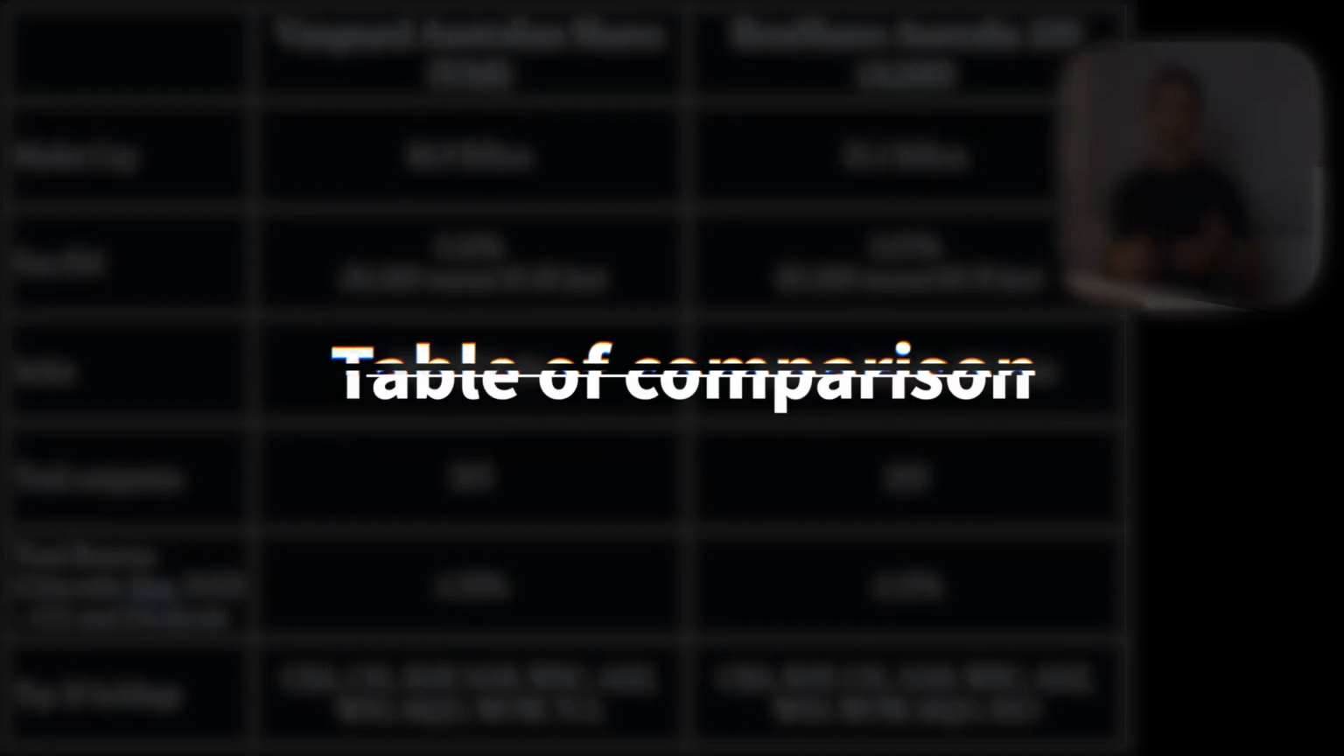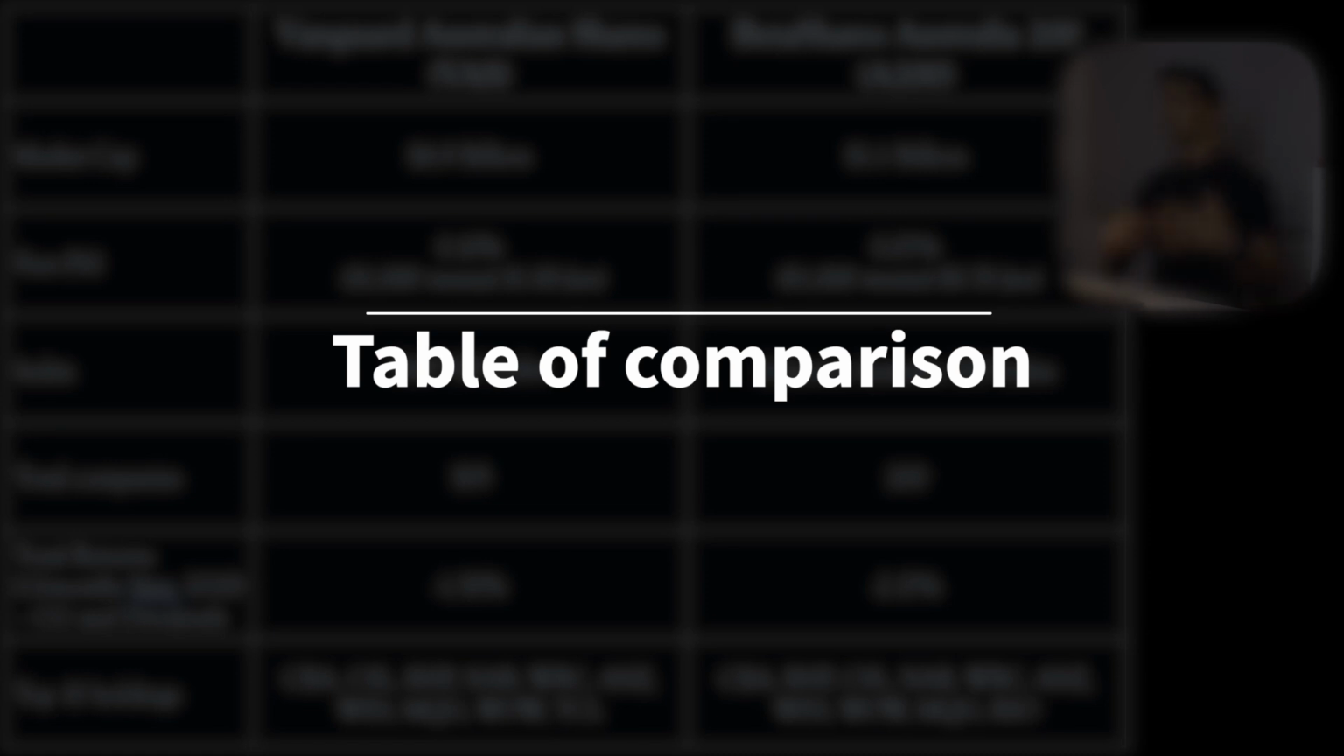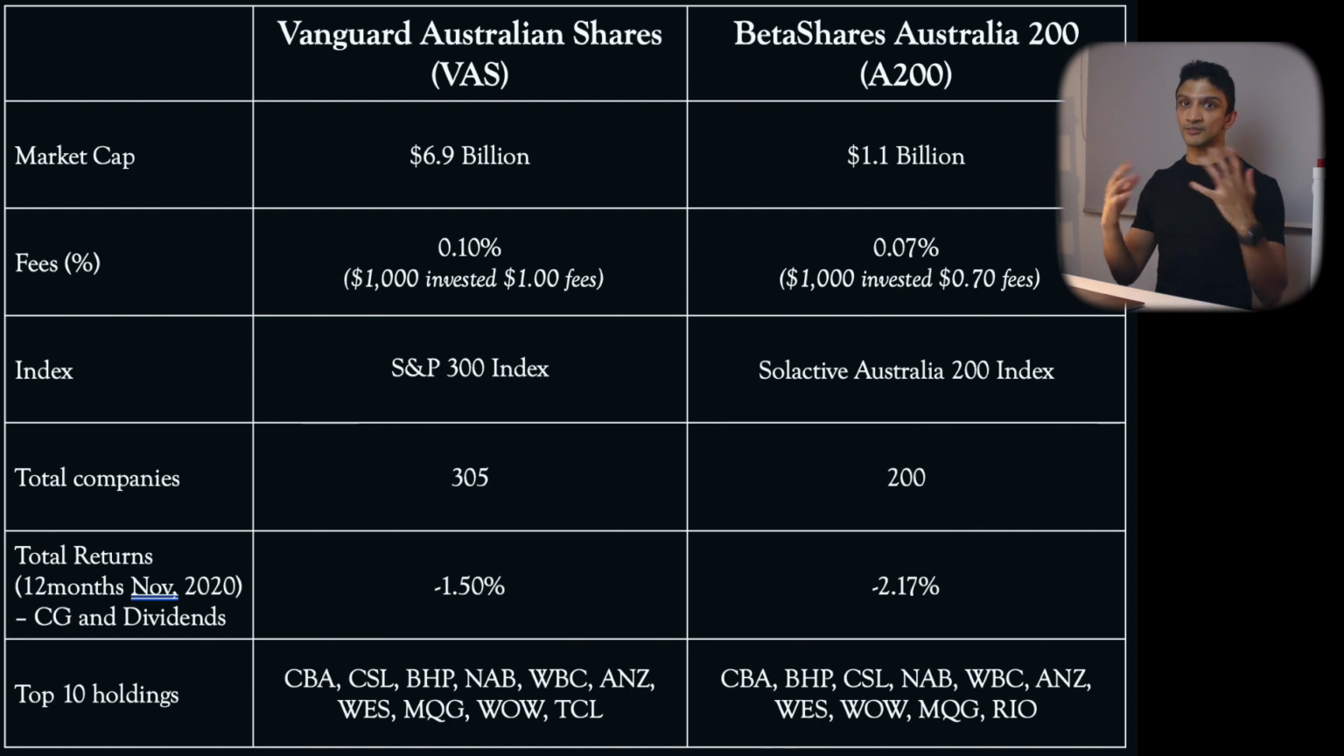So when we look at VAS against A200, we see market cap, one is a lot bigger than the other, probably because it's been around for a long time and it's quite popular. The fees are actually quite similar. Now, when BetaShares came out, it was at this 0.07% fee size. And Vanguard, I think, came out a bit higher, but it's progressively being brought down in terms of its fees. But what does 0.1% against 0.07% really mean? Well, it means if you're investing $1,000 in either of these ETFs, you're going to be paying the difference between $1.70.